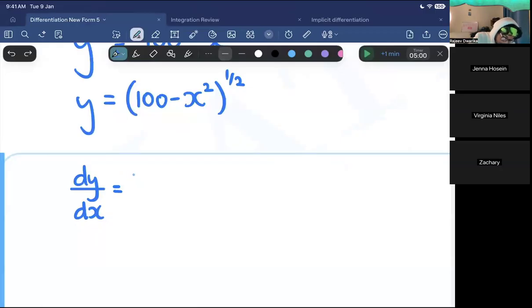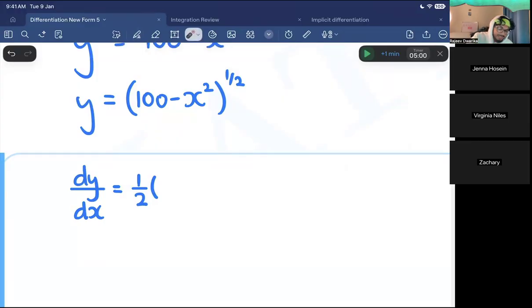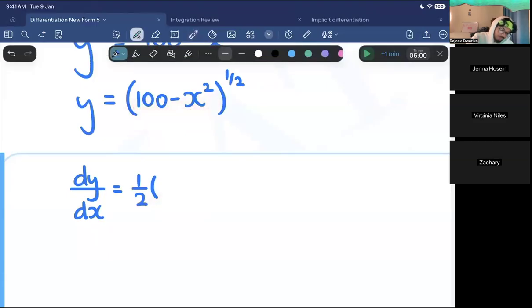So you pre-multiply by the power, and so that'll be a half. And then you differentiate the inner function, and that goes on the outside. So what would that be? That will be negative 2x. What's next?